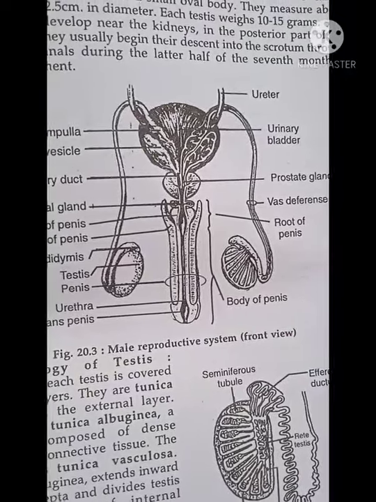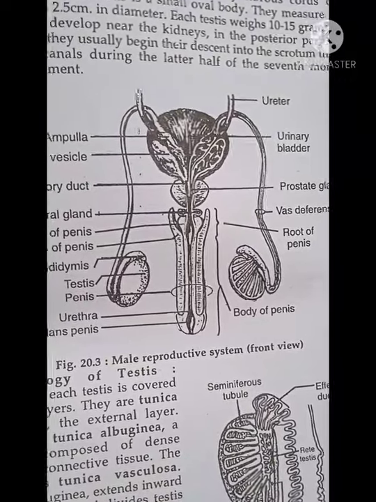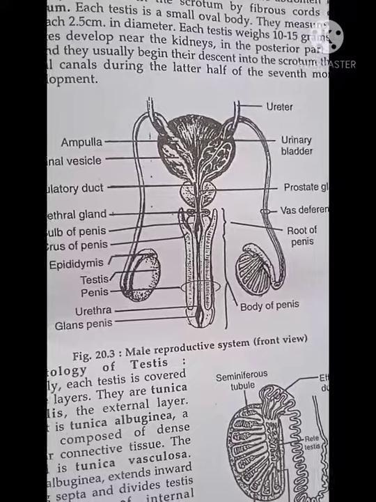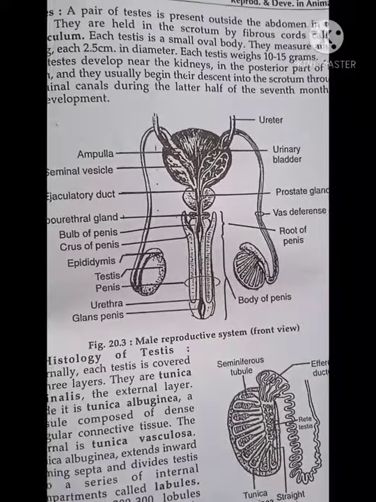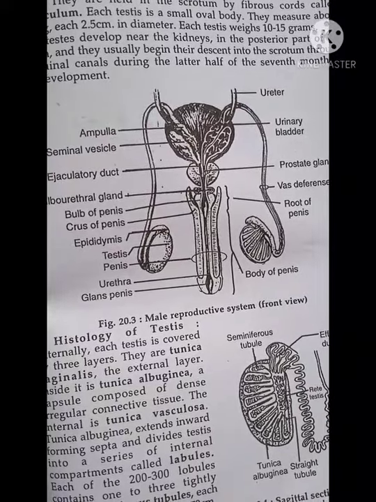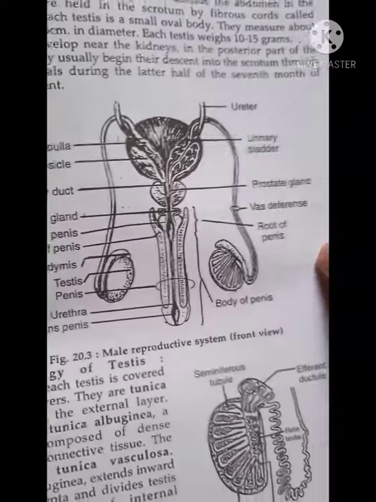Today we study about the accessory glands of the male reproductive system of human. There are three accessory glands, that is seminal vesicles, prostate gland and Cowper's gland.